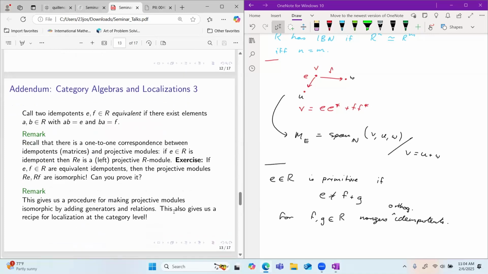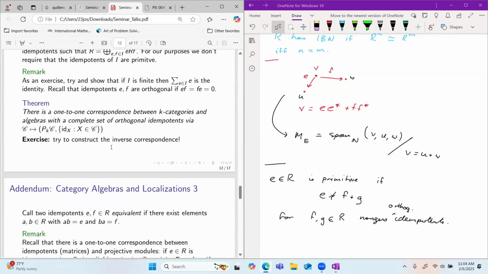So we call two idempotents equivalent if there exist ring elements A, B with AB being E and BA being F. It's a bit of a weird condition when you see it for the first time. The idea is that in the same way we say that two objects in a category are isomorphic if you can find morphisms between them which are mutually inverse of each other, it's the same idea here.